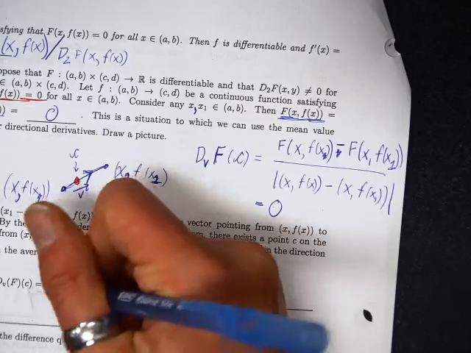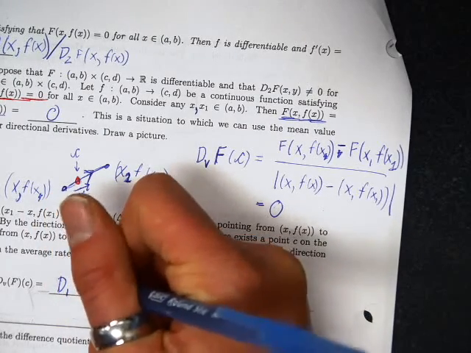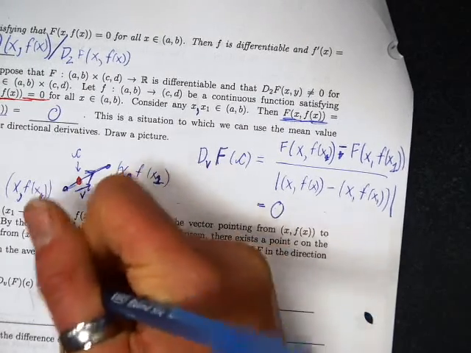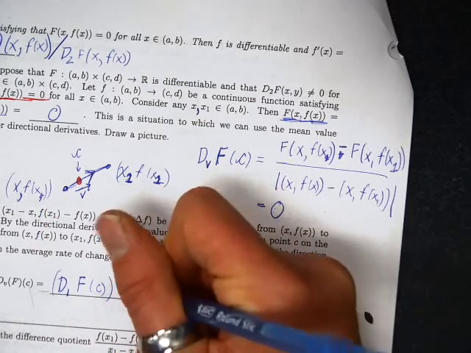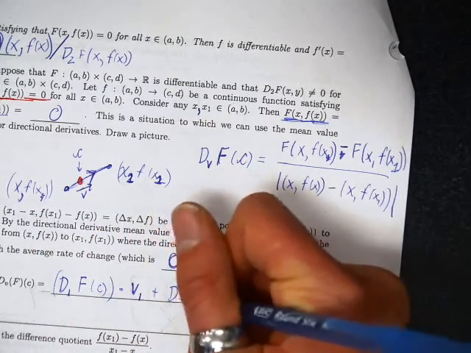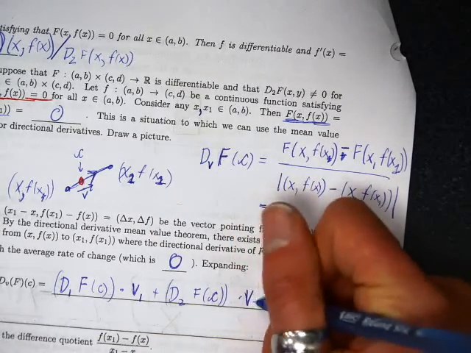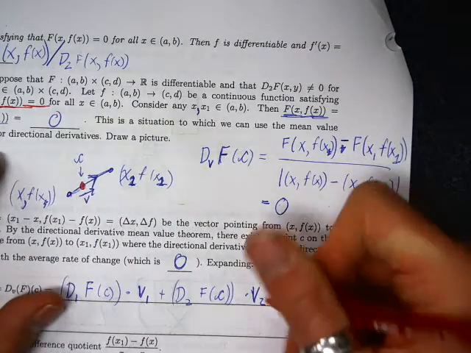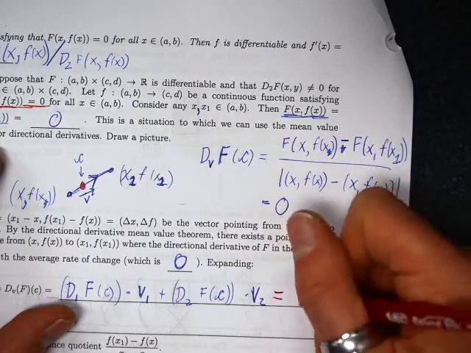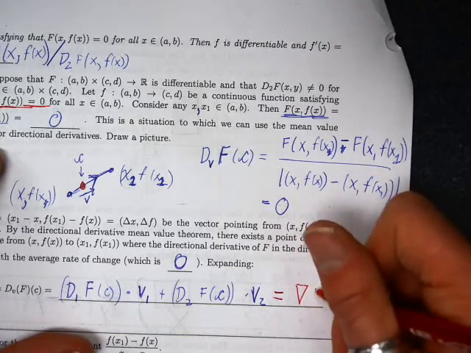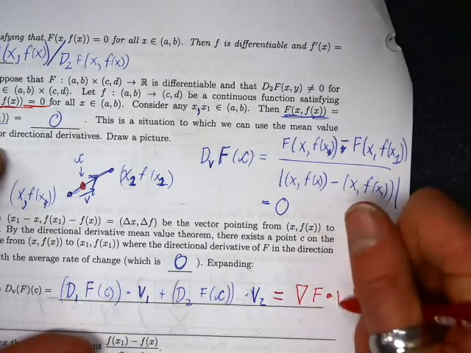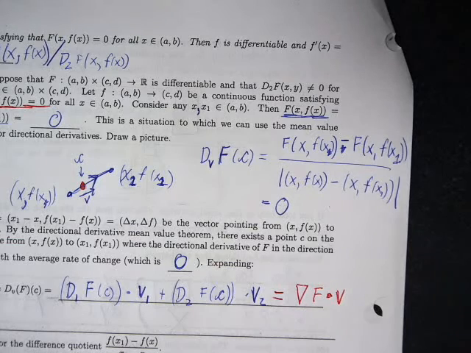So that is d1 big F at C times v1 plus d2 big F of C times v2. And maybe you even remember that from Calc 2, right? The language for that was nabla F dot V. That is what it is in Calc 3, right?